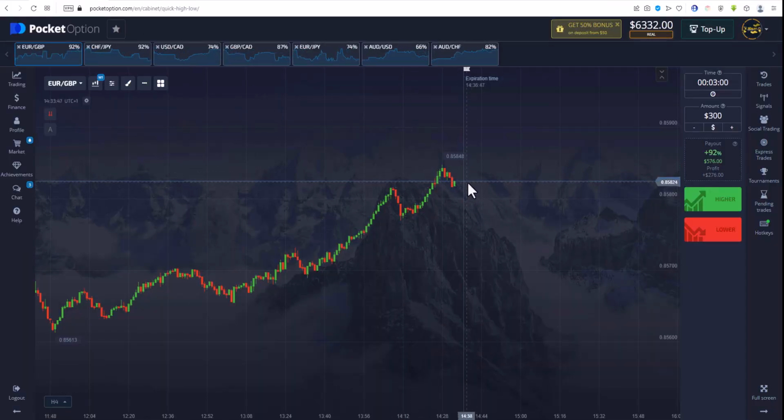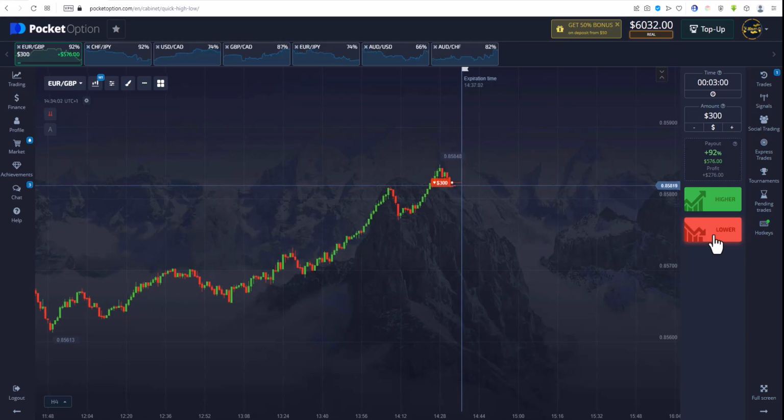Let's move back to the Pocket Option. I will choose the same time frame and press the lower button. And while we wait for our trade to finish, let's talk about the most popular questions.